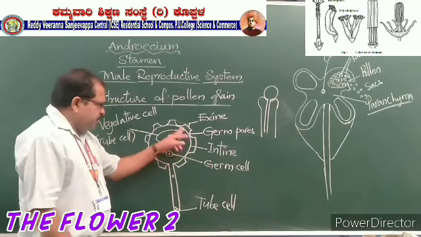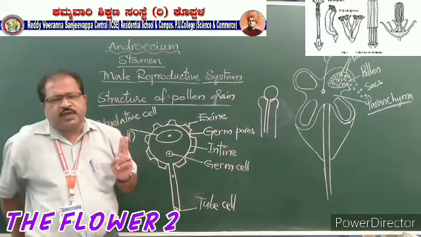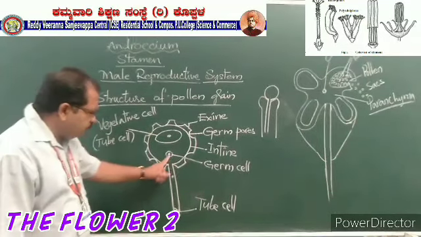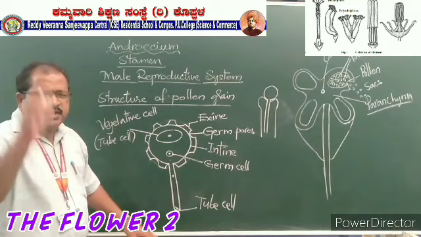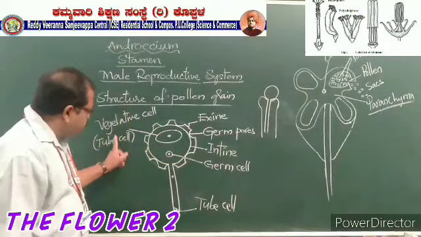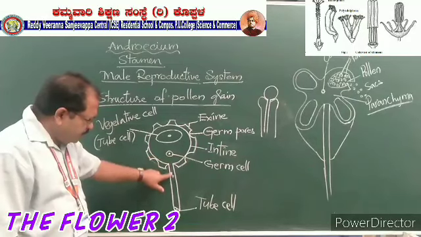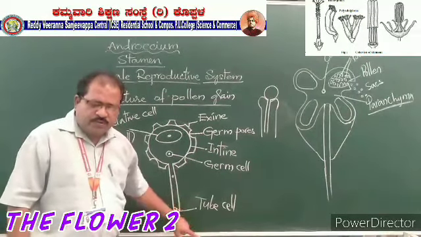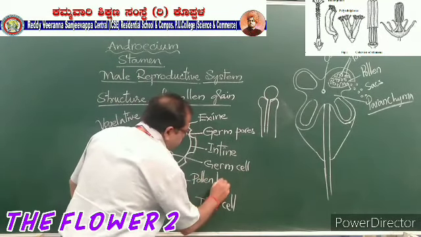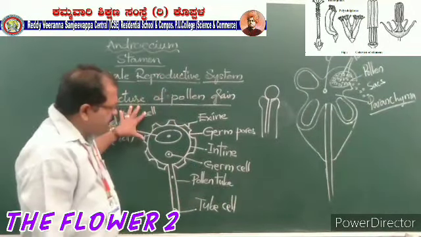Inside this pollen grain, two cells are present. One is the vegetative cell, another is the germ cell. The vegetative cell is also called the tube cell, as it forms the pollen tube. At the time of fertilization, the pollen tube will be formed by this tube cell as well as the intine, the inner layer, and the male nucleus, that is the germ cell, will travel along this pollen tube and reach the ovary for fertilization. This is the structure of the pollen grain.